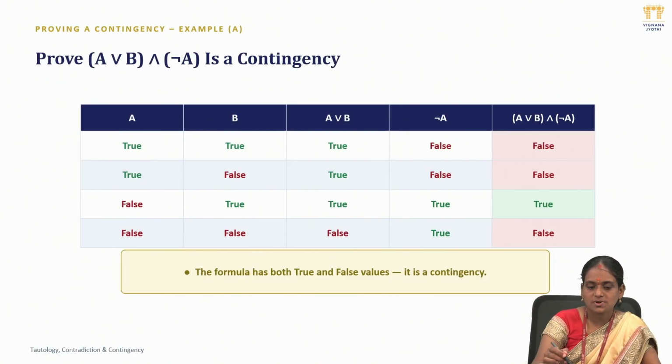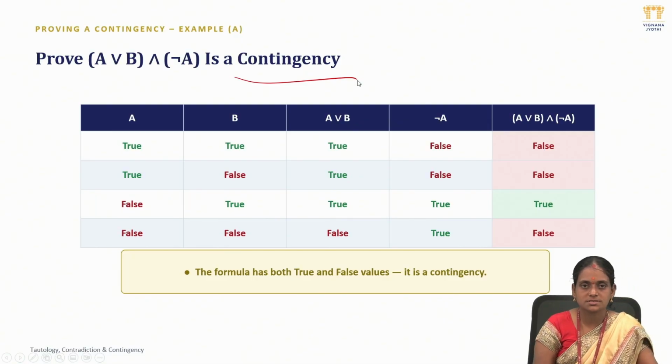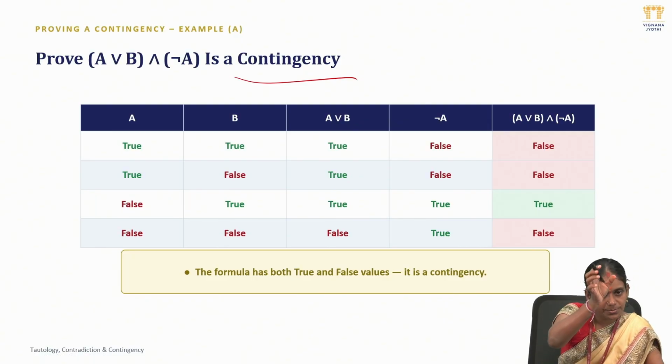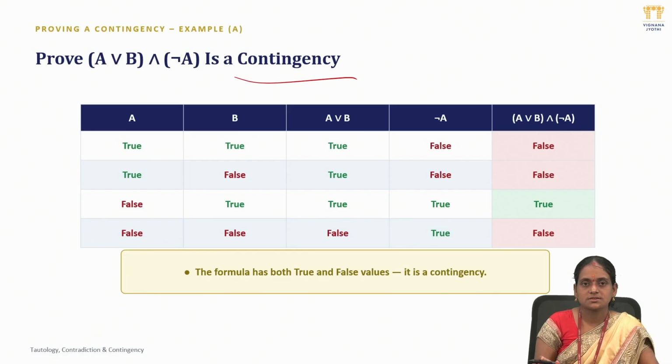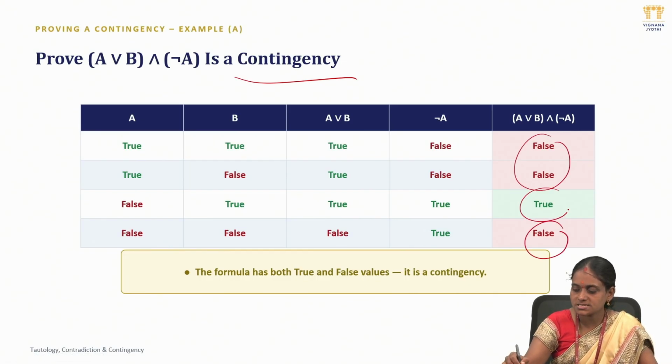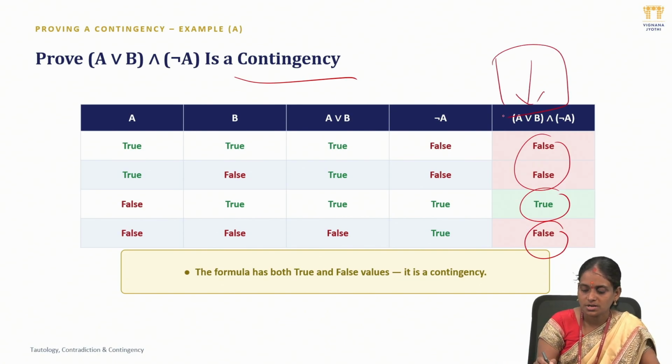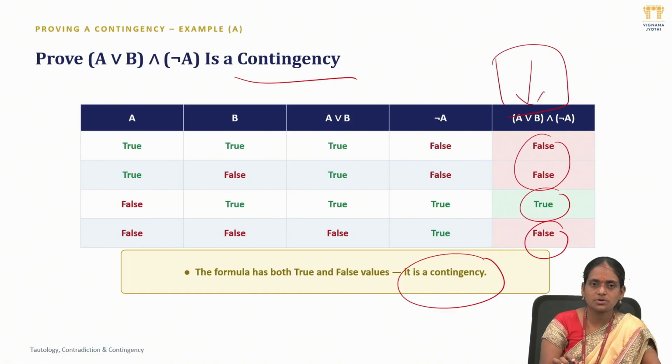And next, this is one more example, for contingency. Contingency, as I said, means some are true and some are false. You should not get complete truths or complete falses. You can see here, we got 3 falses and 1 true. If you get this in the final resultant column, that is nothing but contingency. With this example, I hope you can understand what is meant by contingency.